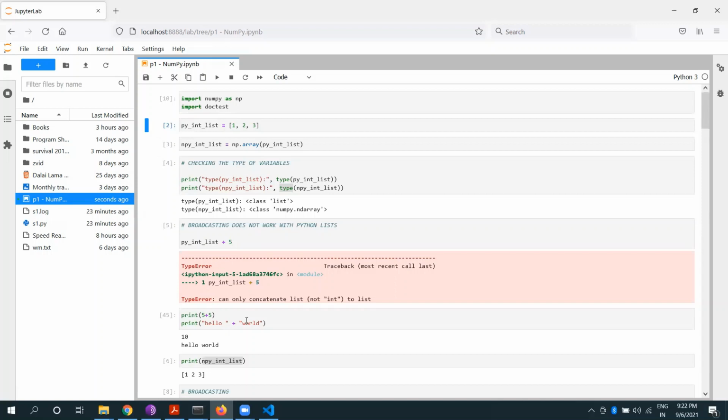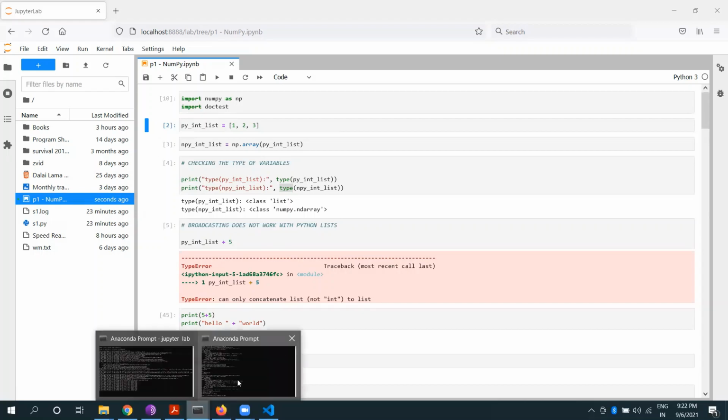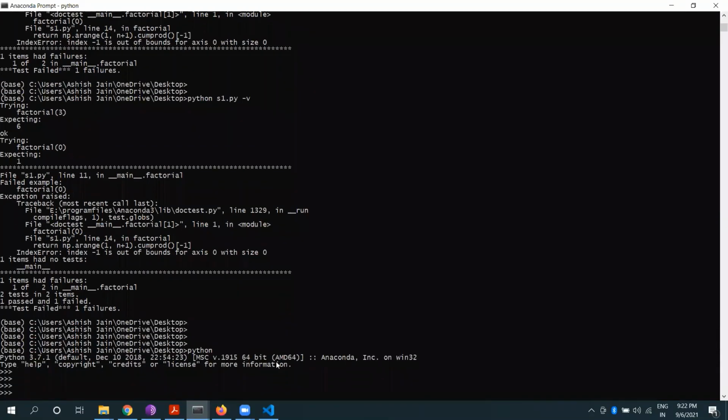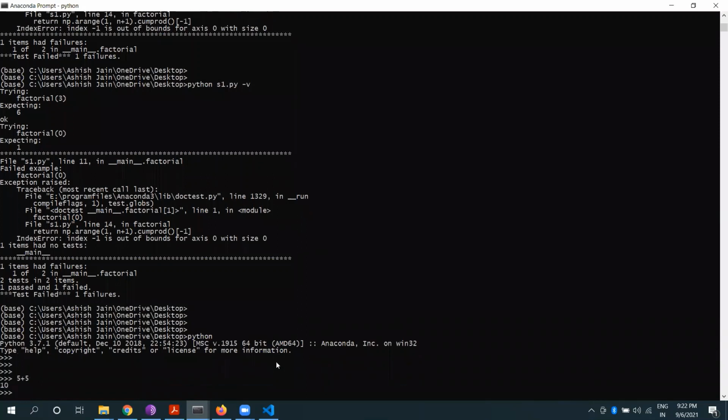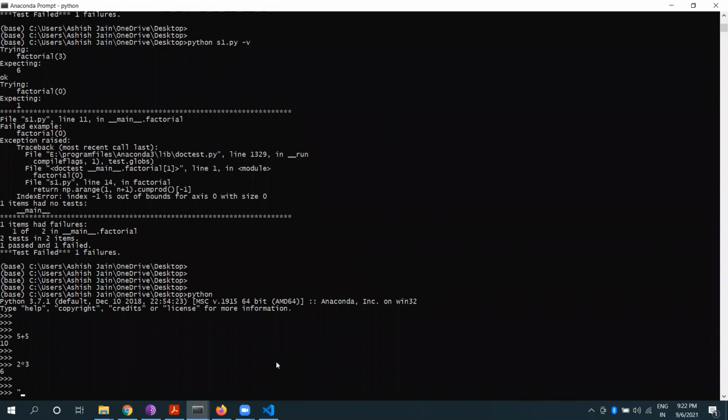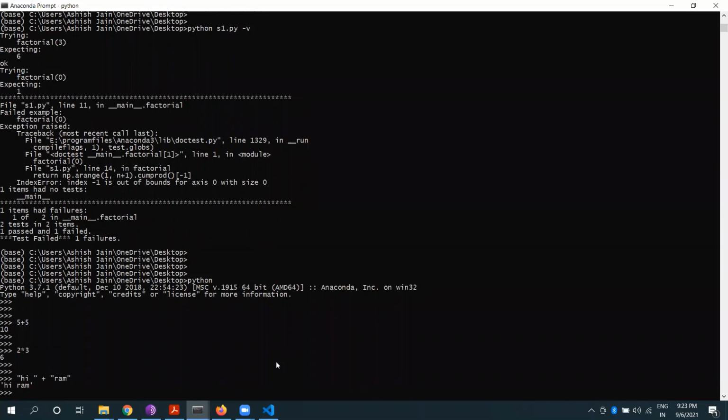You must be familiar with that Python acts like a calculator, like we can see over here. If I open a Python shell, the shell acts as a calculator. 2 times 3 is 6. If we pass it "hi" and another string, it would concatenate them. "Hi", "Ram": "hi Ram", it concatenates.